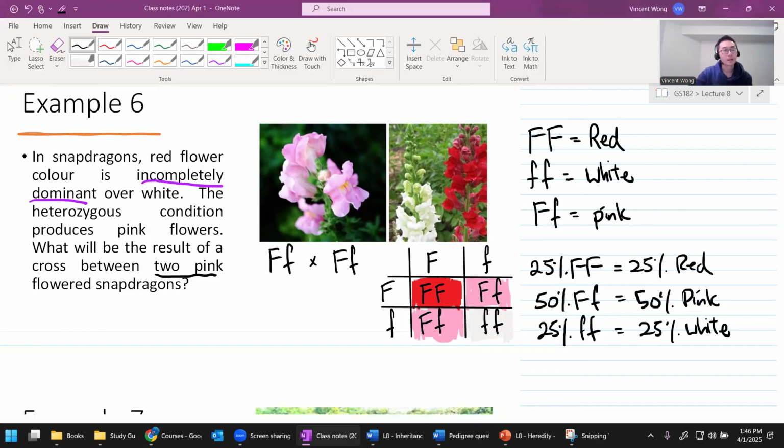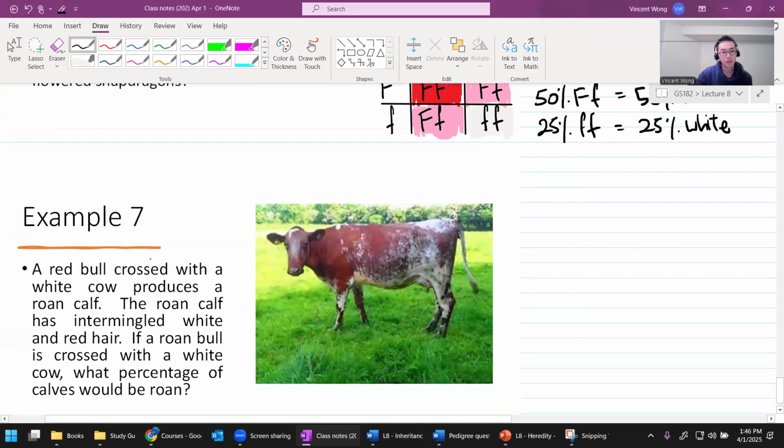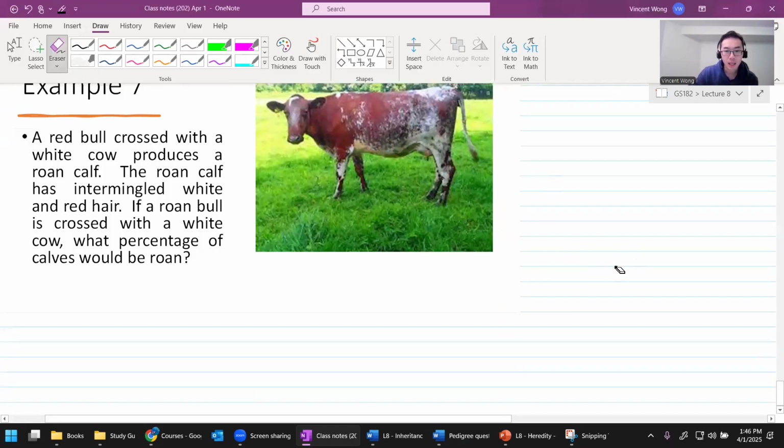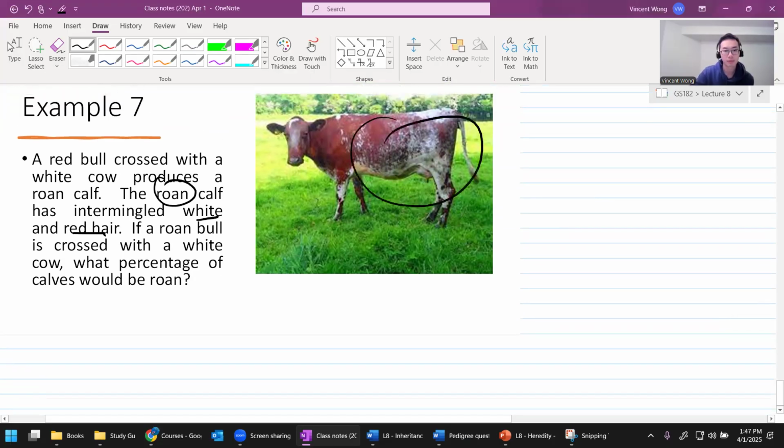Okay. One more. A red bull crossed with a white cow produces a roan calf. Okay, so what does that mean? A roan calf has intermingled white and red hair. So we have a red one and a white one, and now we have an offspring that has both white and red. We call that a roan calf. So this is an example of codominance. Both the red and the white hair shows up in the cow.